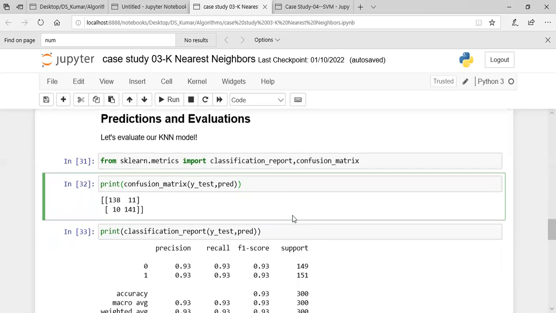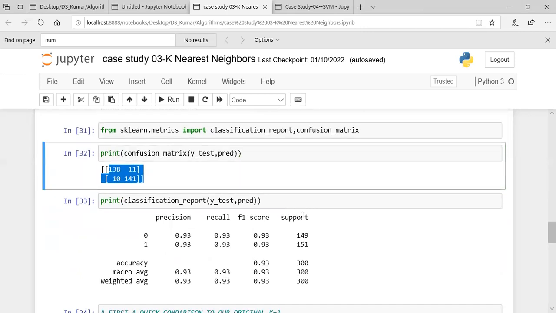Now can you comment on this, friends? What exactly do we have here? Can someone help me understand what exactly the 138, 11, 10 and 141 are? 138 is true positive. True positive or true negative? True negative, and 141 is true positive. And what are that 11 and 10? Obviously, false positive and false negative.